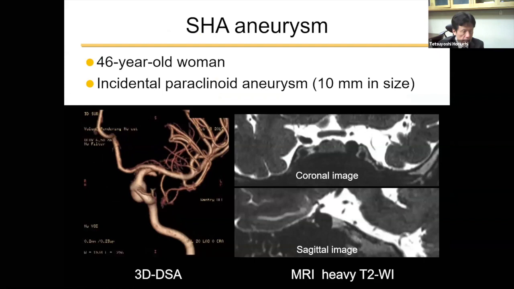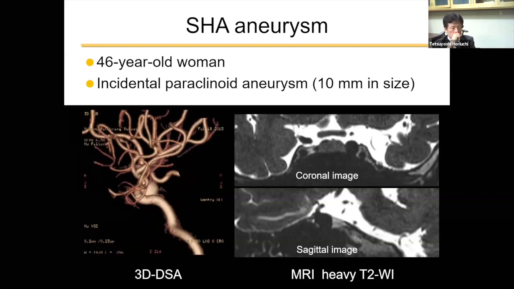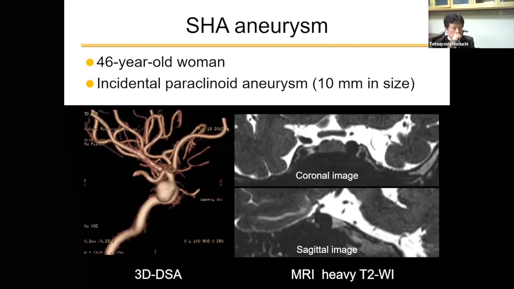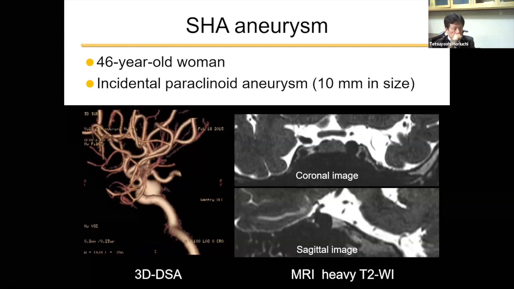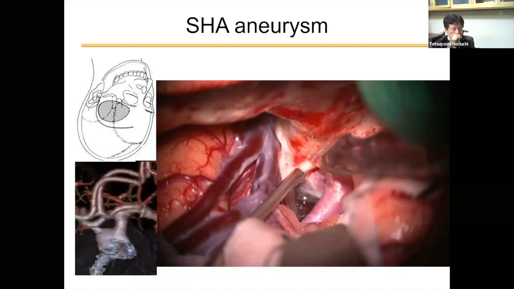Next case is a superior hypophyseal artery aneurysm. The case is a 46-year-old woman. An incidental aneurysm was found on neuroimaging. This is 3D DSA showing the SHA aneurysm like this. I will show the video of this case.